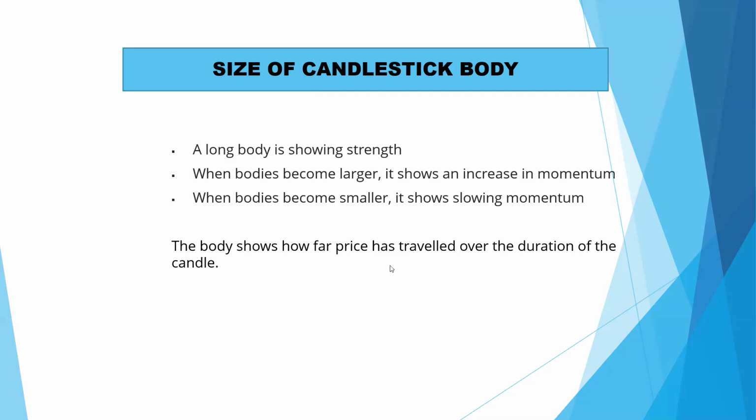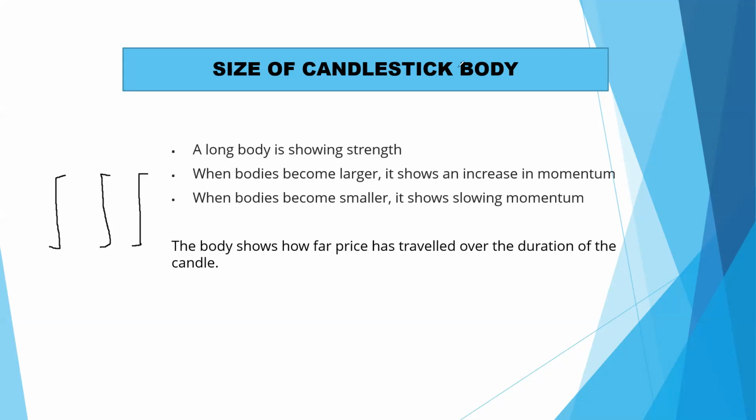It also shows how far price has traveled over the duration of the candle. Be it 1 hour, 4 hour, or daily, the size of the body will indicate that in the entire day price opened and traveled this way, or in the entire hour, or in 4 hours. So it just shows the distance the price has traveled over the period that we're looking at.